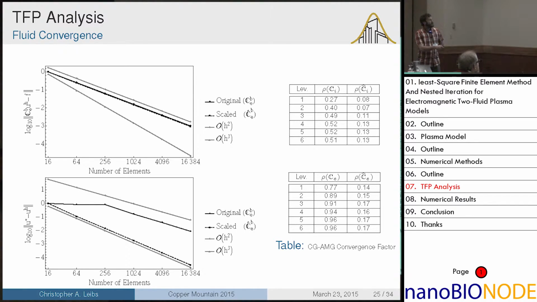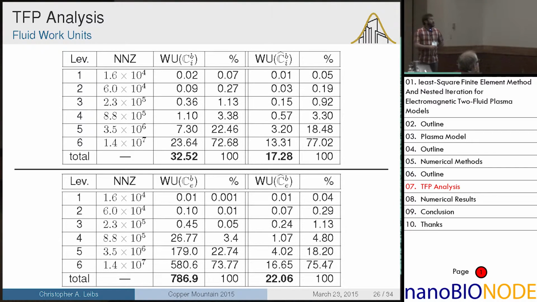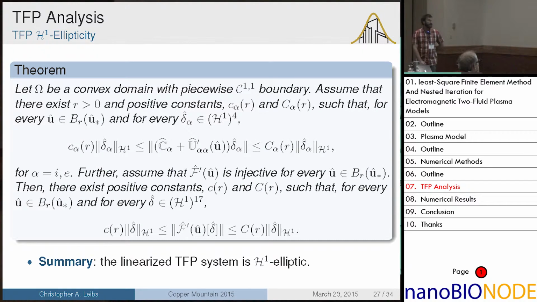Here's the same convergence factors here. We go from at worst 0.5 to a 0.13 for the ions, and for the electrons over here, 0.96. You see a lot more savings there because these systems are a lot stiffer. Translation to work units, again, we won't spend any time on this. Ions, 32 work units total, dropping down to 17, not much savings there, versus electrons is nearly 800 down to 20 work units. So this is really, the electrons are really where we're seeing a lot of performance enhancement.